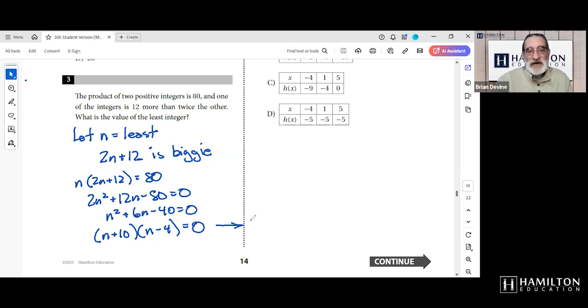And this tells me right away that n has to be 4 because I want the positive solution. Negative 10 is the other one.